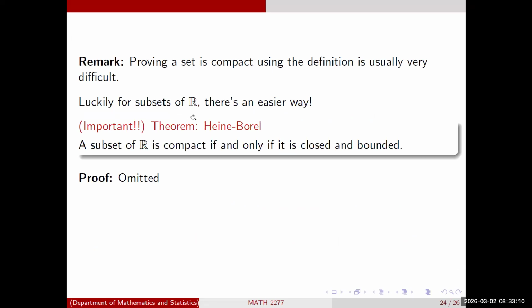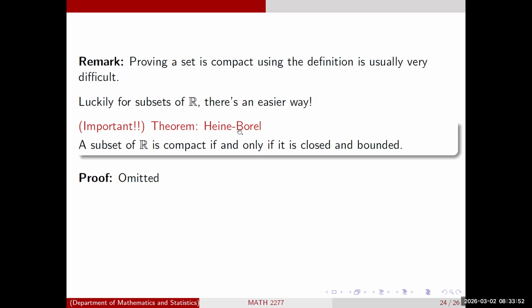Luckily, for subsets of R, there is an easier way to do this, right? And that's given by a very important result in analysis called the Heine-Borel theorem. Just like we saw at the start of the class when we were talking about connected sets, there was a classification of all connected sets in R. In the real numbers, if you are connected, you have to be an interval. Connected and intervals are the same in the real numbers. In a similar way, in the real numbers, there is a classification of the compact sets.